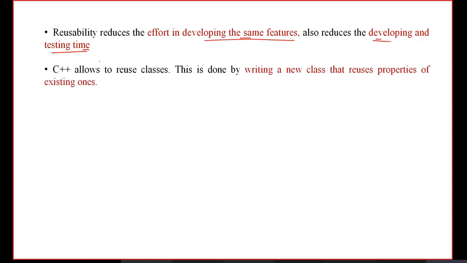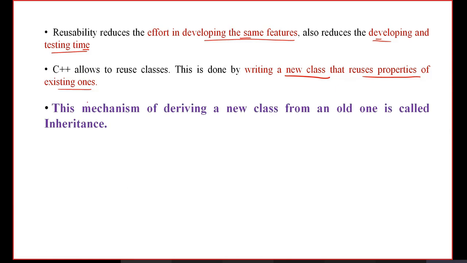Right? Now, C++ will allow us to reuse the classes which we have written, and this is done by creating or writing a new class that reuses the properties of our existing classes, or the classes that are written before by us. Right? That is called as inheritance. The mechanism of deriving a new class from an old one is called as inheritance.